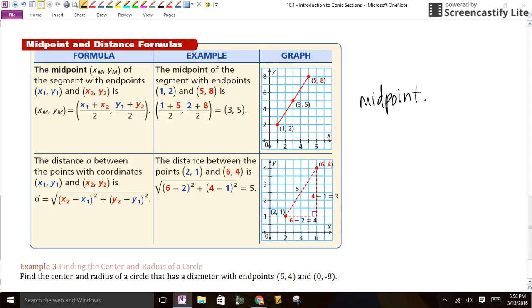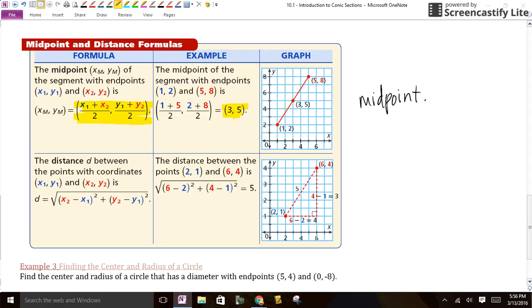Now look how simple that formula is. I'll highlight it here for you. You add the x's, divide by 2, you add the y's, you divide by 2. The answer should be a point, hence the name midpoint. So make sure you write it as a point with an x and a y and parentheses around it, and you'll be golden. That's an ordered pair, an x and a y, and you are done.